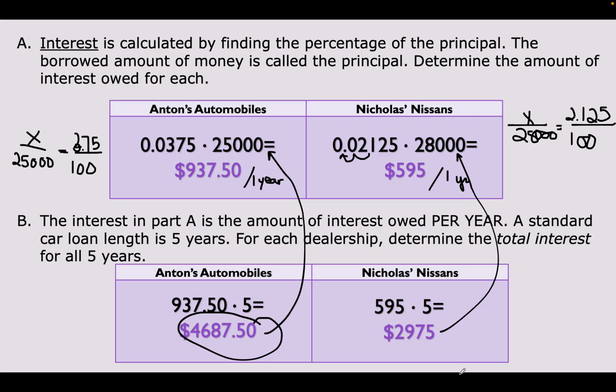So what we need to do now is take the amount of interest that they're charging us for borrowing the money, and add that back on to the original amount of money so that we can find a total. When all is said and done after 5 years, how much will I have paid for this car?